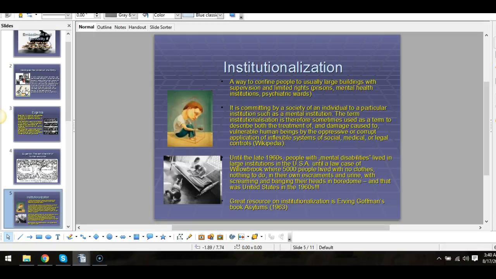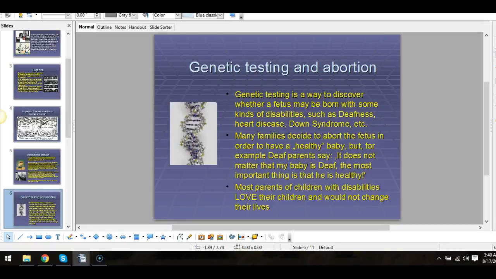Until the late 60s, people with mental disabilities lived in large institutions in the USA, until a law case of Willowbrook, where 5,000 people lived with no clothes, nothing to do, in their own excrement and urine, with screaming and banging their heads in boredom, and that was the United States in the 60s. A great resource on institutionalization is Erving Goffman's book, Asylums.